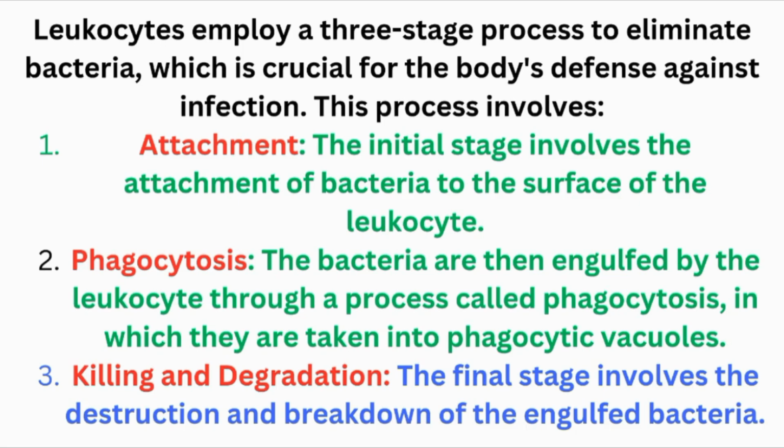Number two is phagocytosis. The bacteria are then engulfed by the leukocyte through a process called phagocytosis, in which they are taken into phagocytic vacuoles where they're going to be destroyed. The third stage is killing and degradation. The final stage involves the destruction and breakdown of the engulfed bacteria.